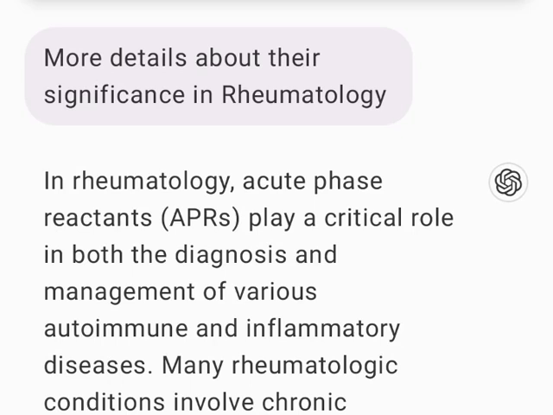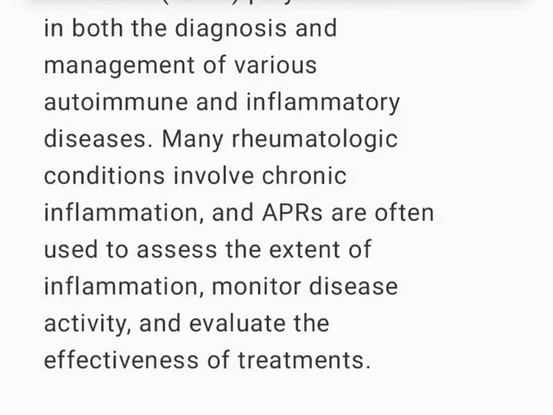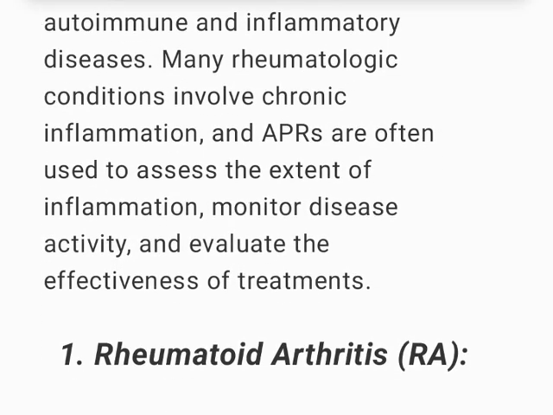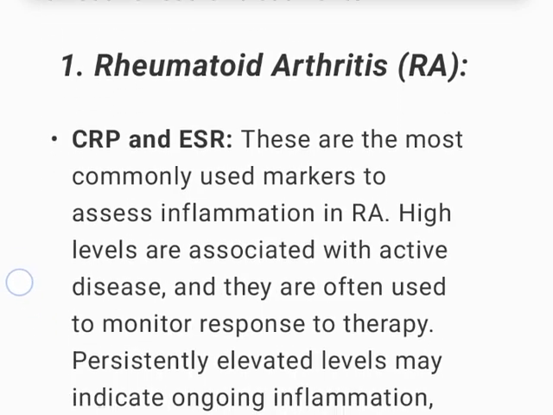In rheumatology, acute phase reactants, APRs, play a critical role in both the diagnosis and management of various autoimmune and inflammatory diseases. Many rheumatologic conditions involve chronic inflammation, and APRs are often used to assess the extent of inflammation, monitor disease activity, and evaluate the effectiveness of treatments.